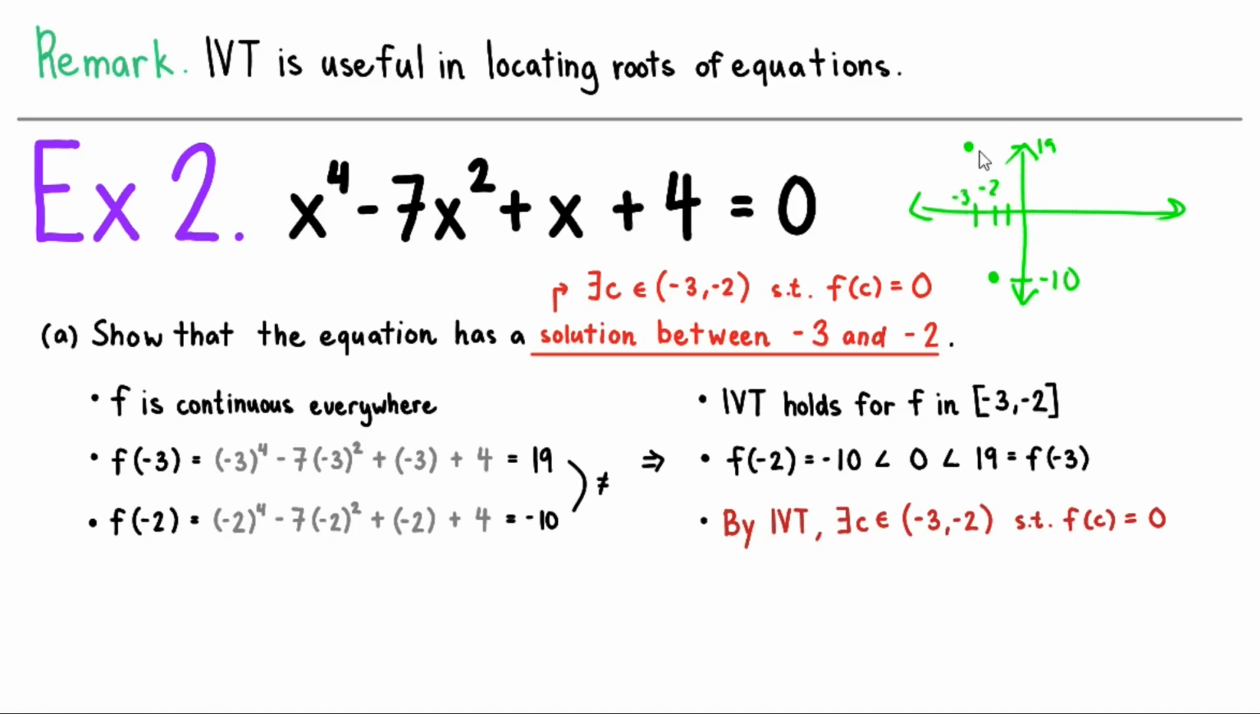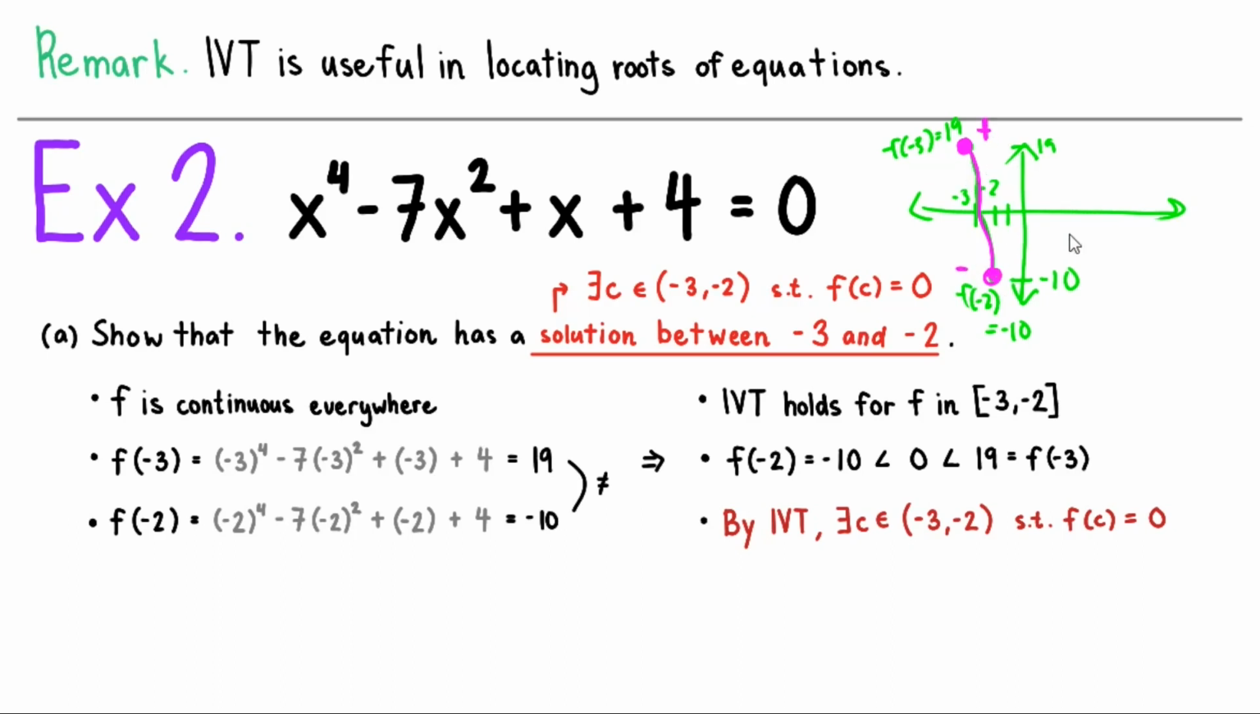We know that since f is continuous, there's a certain line that connects these two. Oh, oops, that's wrong. This one is f of -2, and it is equal to -10. And this one out here is f of -3, and it is equal to 19. So we have just a different color. There, again, to emphasize. So we have here from the positive side, and we have here from the negative side.